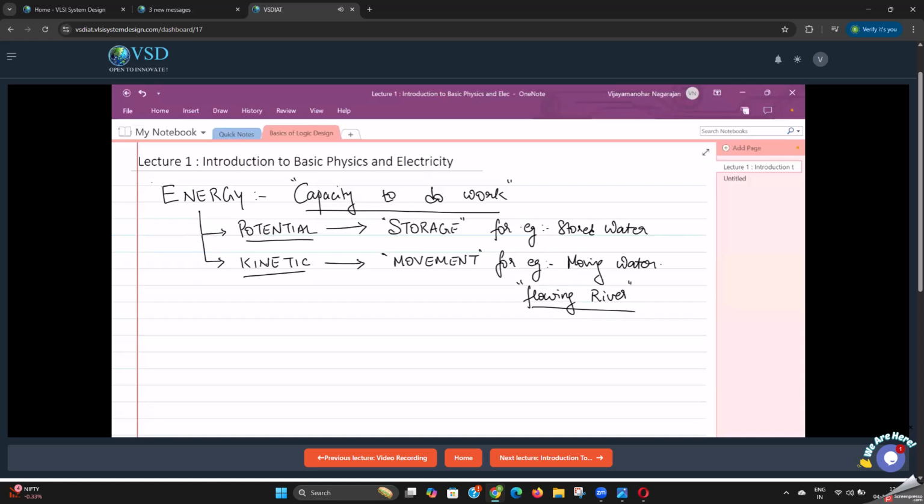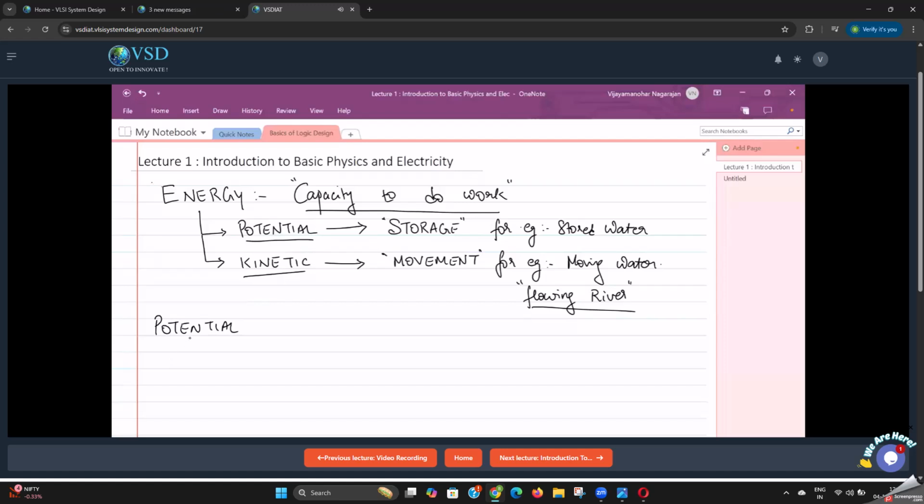Wherever you are storing, the potential energy comes into the picture. The energy is in the form of the potential source. It is stored. So stored water, stored heat, stored charge. You store charges in a battery. In terms of electricity, the charges are stored in a battery. Kinetic is current. Flow of charge is current, which is kinetic.